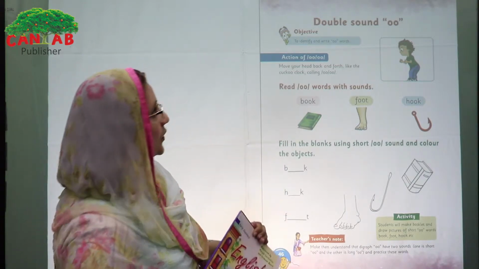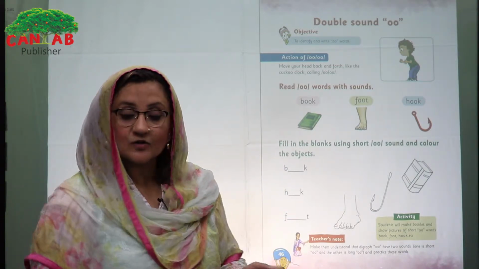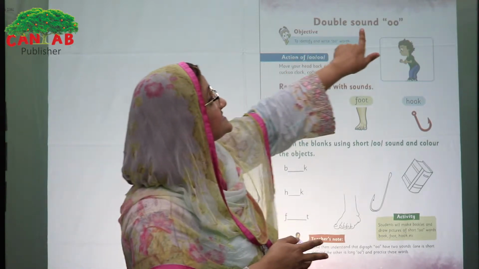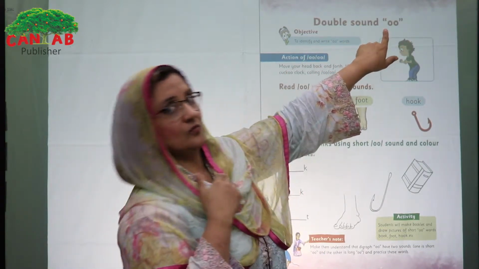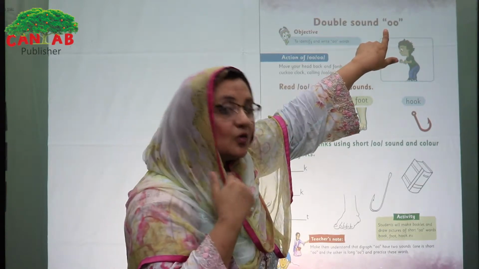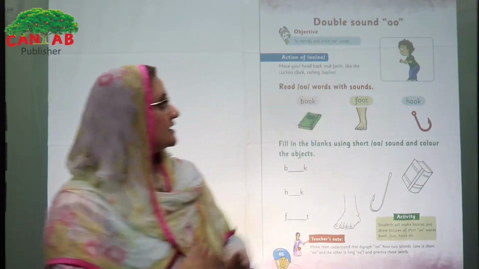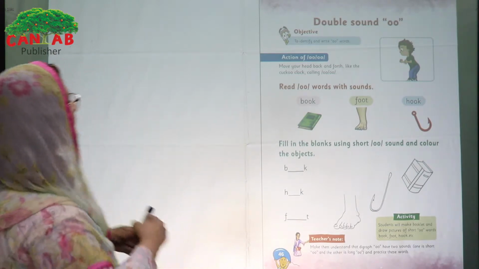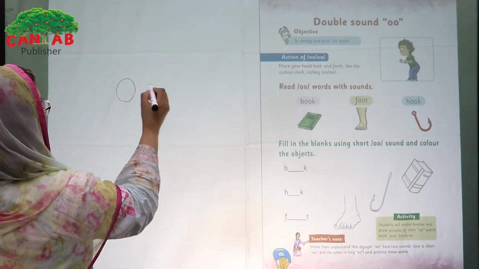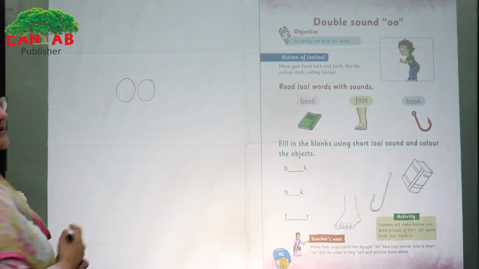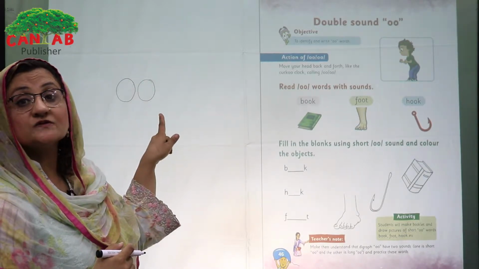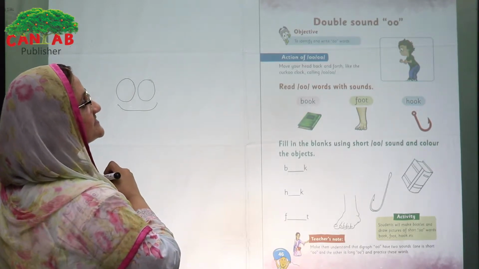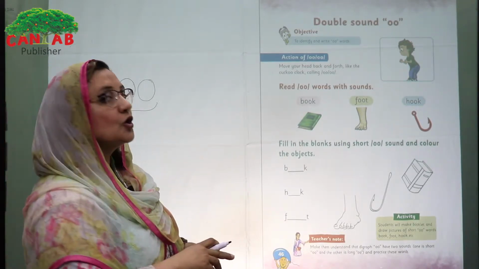And for today, we are having another digraph, and this is the double sound ooh. You have to begin by telling the students that whenever we are having two O's with us, it becomes a digraph and it gives us a sound like ooh.